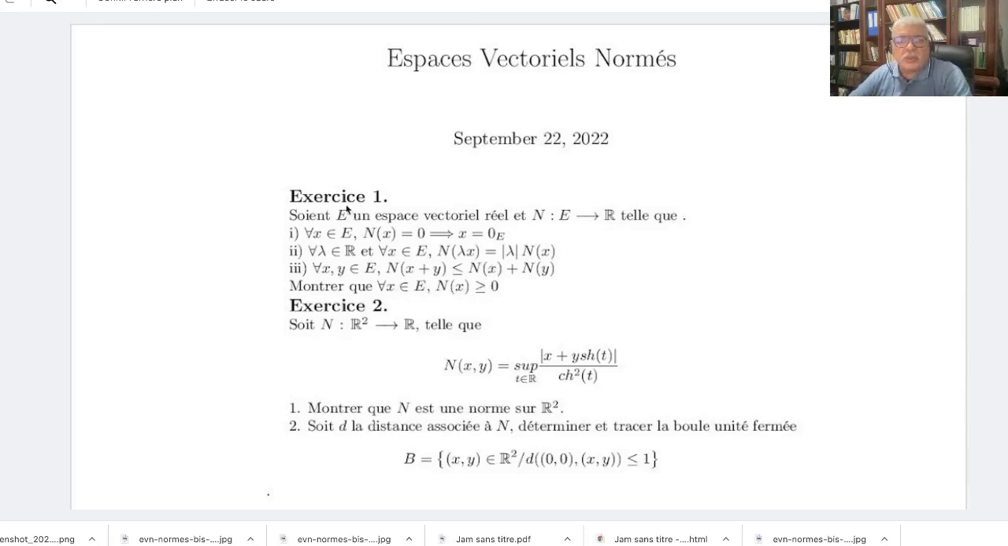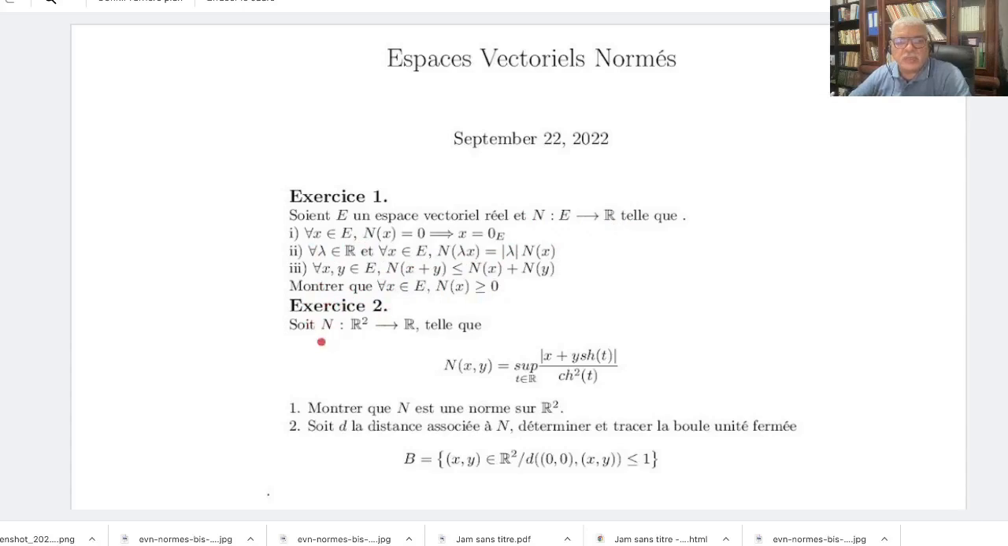In the first exercise, we consider a function n from a real vector space E to R, which satisfies the 3 properties which are commonly known, typically in the definition of a norm. Here, we do not specify that n maps to R+, and we demonstrate that with these 3 points, separation, homogeneity, and the triangle inequality, n is positive.